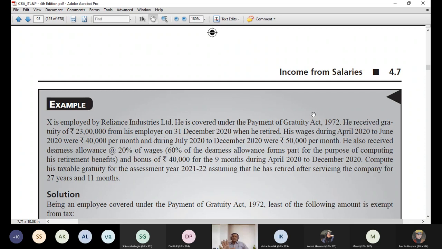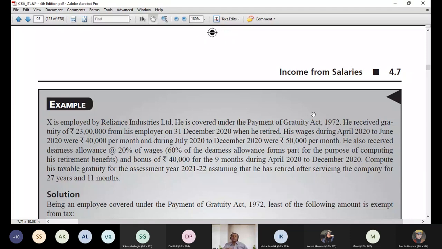These assumptions are basically only for academic level. He is covered under the Payment of Gratuity Act 1972. He received gratuity of rupees 23 lakh from his employer on 31st December 2020 when he retired. 31st December 2020 is in my previous year. My previous year is 2020-21. So 2020-21 is my previous year, and that is why I am concerned about the tax treatment.